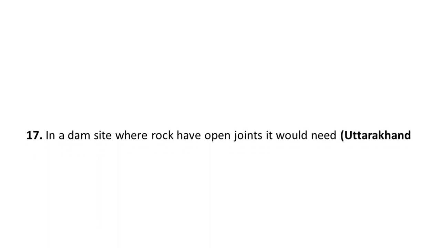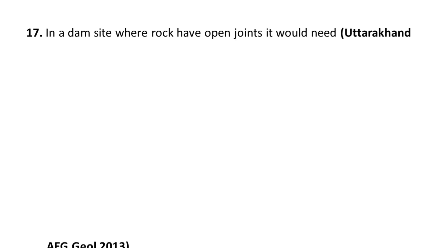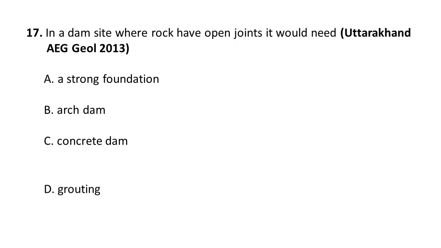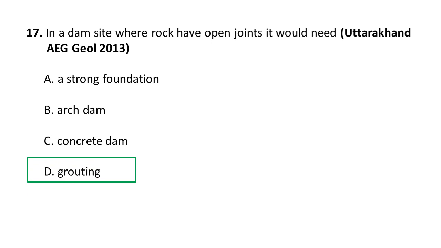Next question. In a dam site where rock have open joints, it would need A. Strong foundation, B. Arch dam, C. Concrete dam and D. Grouting. In a dam where the rock have open joints, it would need grouting. In engineering geology, grouting is a ground improvement technique that involves injecting a liquid, semi-solid or mixed suspension into the earth's crust to fill voids, spaces, cracks and cavities. Grouting is used for controlling water problems, increasing stability, eliminating future settlements and improving the water tightness. So D is the correct option.